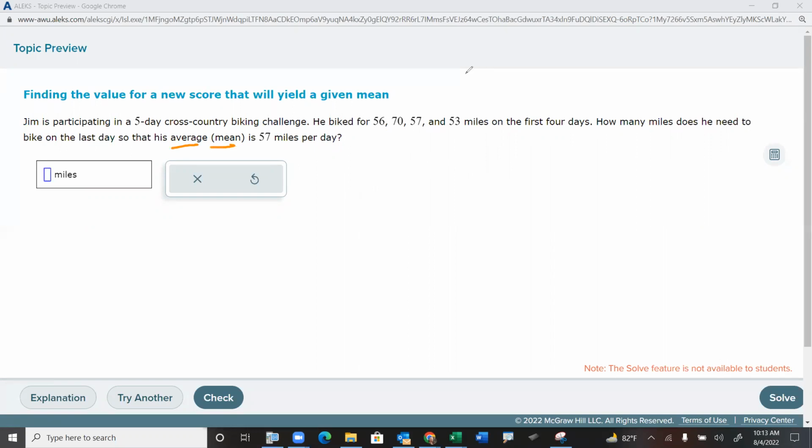Okay, so this one's not especially difficult, but a lot of people at first will get it wrong. They might say, all right, so the mean or average, this is the symbol for average or mean. The mean, let's see, 56 plus 70 plus 57 plus 53, okay, for 5 days. And then they go and they figure it out and they get an answer. And you know what? I'm just going to go get that answer real quick.